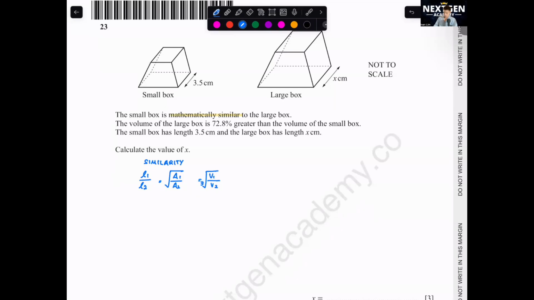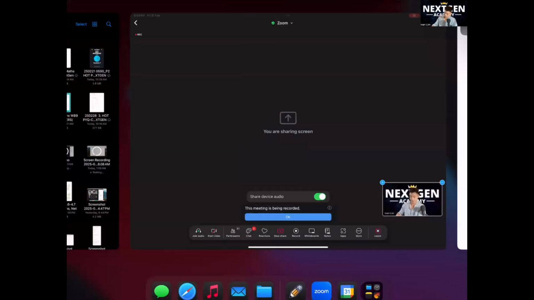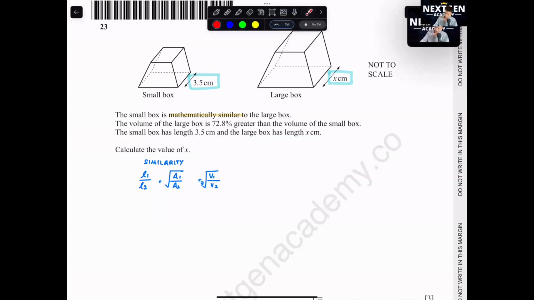All right? What does it mean over here? Let's see what they give us first. They give us length and they want us to find a length. They also give us this information, which is we know that the volume of the large box is 72.8% greater than the volume of the small box. So we are comparing volume over here. So it's length, the length of the small and the length of the large one. Then we have another one, volume: volume of the small one and volume of the large one.